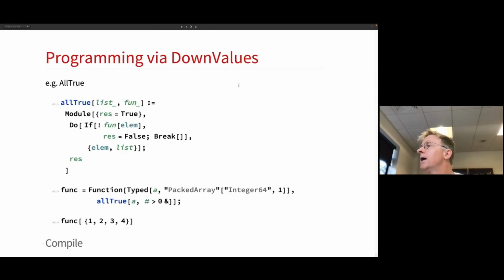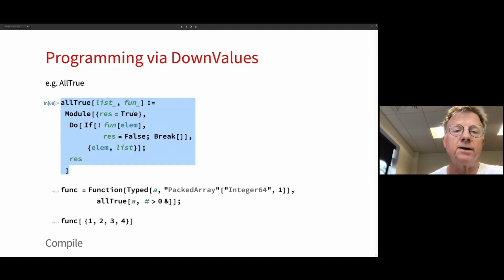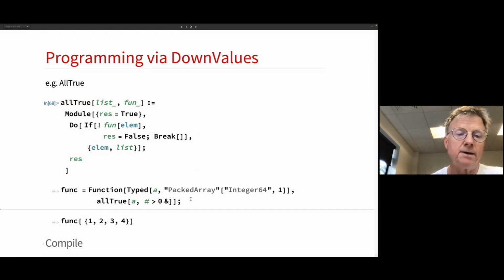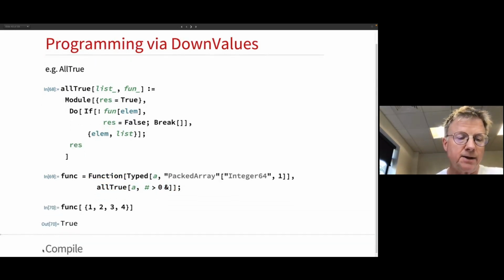Right. Now I want to look at some more ways you can do programming with the compiler, and this is programming via down values. So let's have a look at this. I've written a function here that takes a list and a function, and it iterates over it. I'm going to call it in this thing here, and it runs and gets the result.